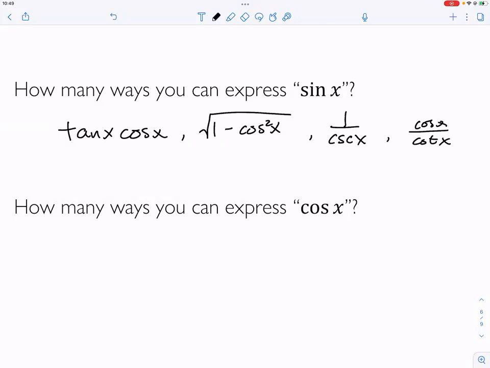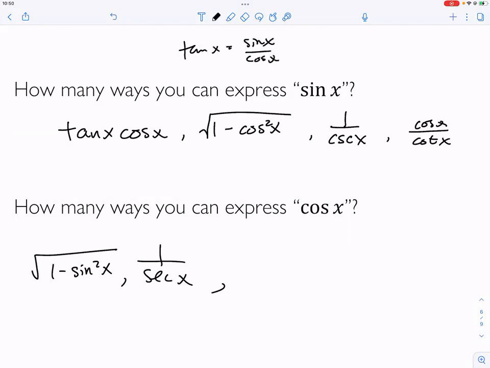And cosine x would be taking a very similar turn. Cosine x could be, suggestions? Square root of 1 minus sine square x. Okay, what else? One over secant would be a good one. What else? Which one? Tangent times sine. Nope. Because tangent x is equal to sine x over cosine x. So if you want to solve for cosine x, it becomes sine x over tangent x. You can do sine x times cotangent x, that's for sure, yes.